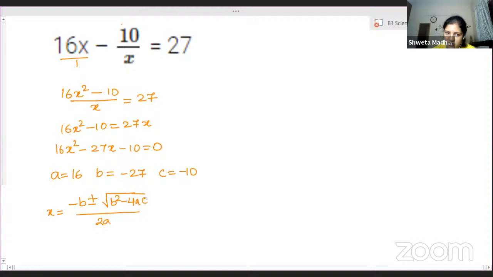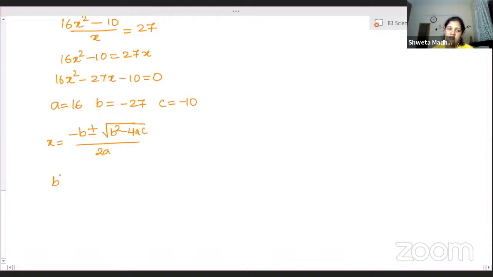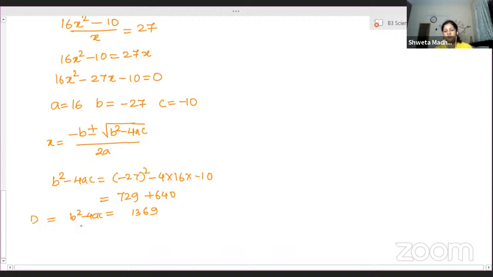For this we will solve separately the value of b square minus 4ac. b square minus 4ac is equal to minus 27 square minus 4 into 16 into minus 10. 27 square is 729, minus minus plus 64 into 10 is 640. So 1369 is b square minus 4ac, and this value is called the discriminant D.